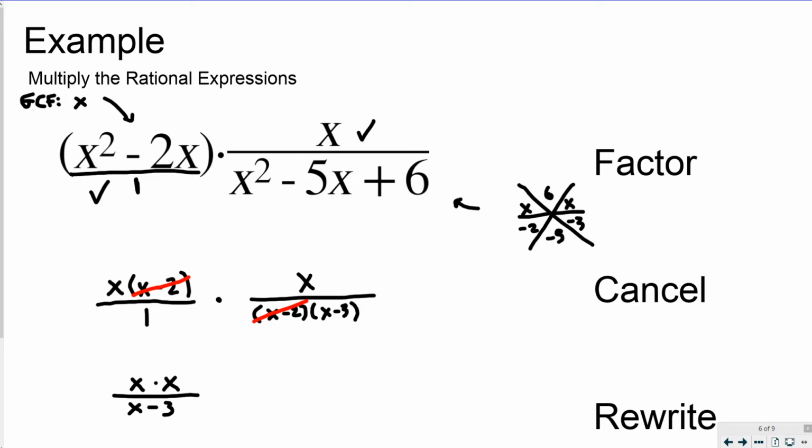So I'm going to then just do some combining of like terms. x times x on the top is x squared divided by, on the bottom, x minus 3. And there is my completed multiplied rational expression.